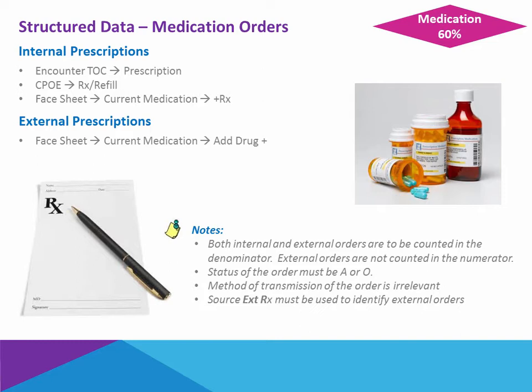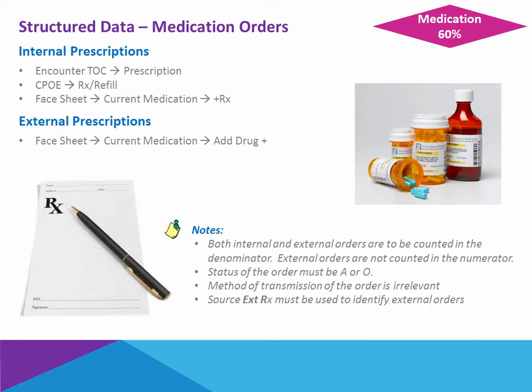Now, with regards to the first piece, medication orders, there are both internal and external prescriptions. Now, the denominator again encompasses all prescriptions ordered inside the reporting period. The numerator, however, is only going to count internal prescriptions. And by that, I mean prescriptions that you actually order through the electronic health record.